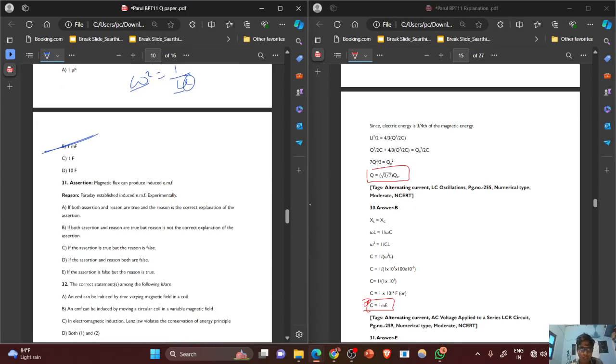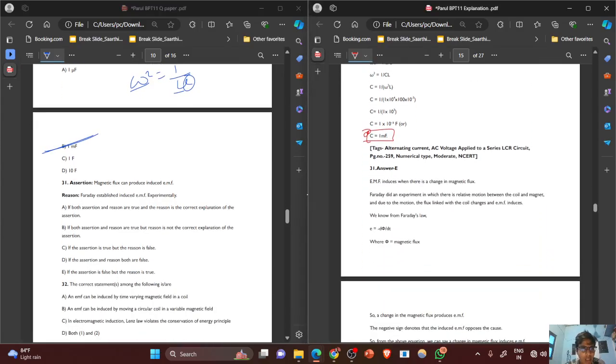Now moving ahead, again theoretical questions. Can a magnetic field produce EMF? No, a magnetic field can't produce it, a change in magnetic field can produce it. Faraday's law established it by experiment. Exactly. Option B is your correct answer. The assertion is false, but the reason is true.